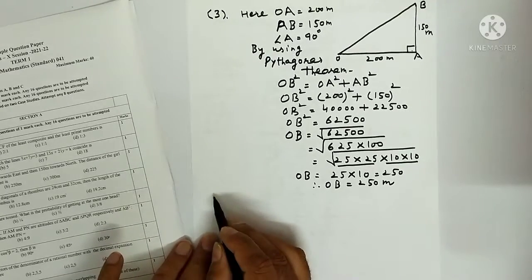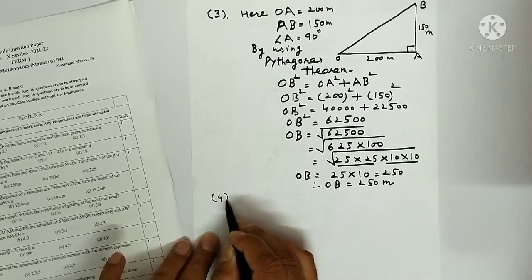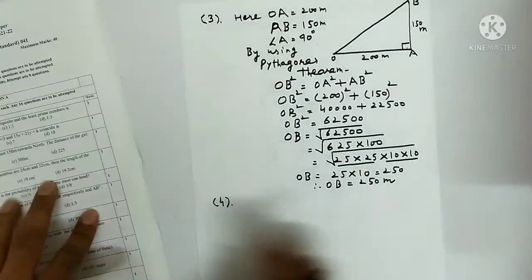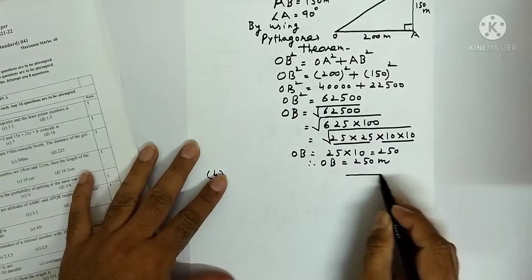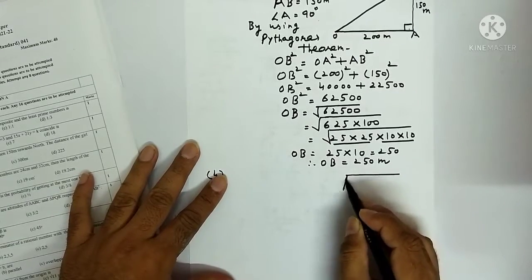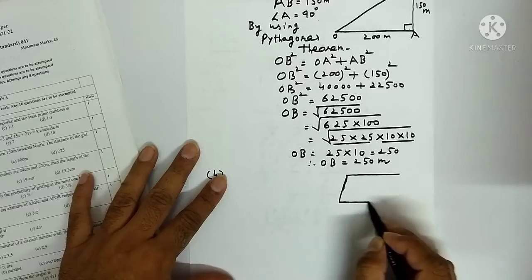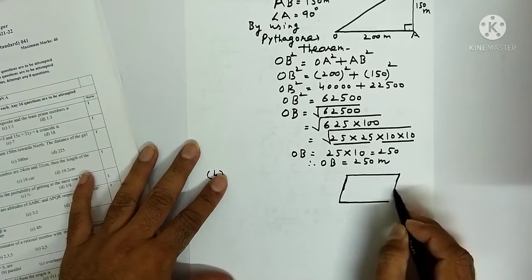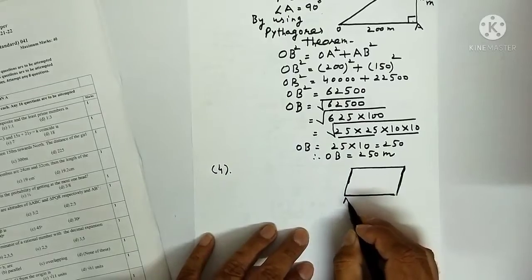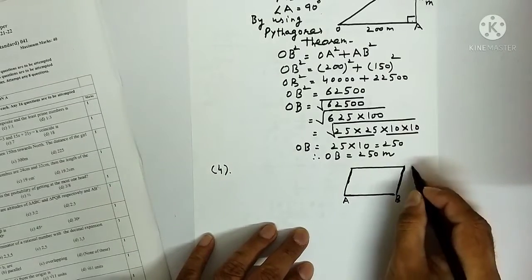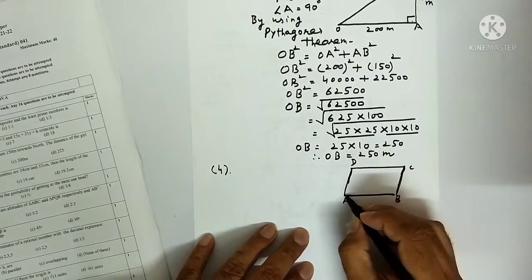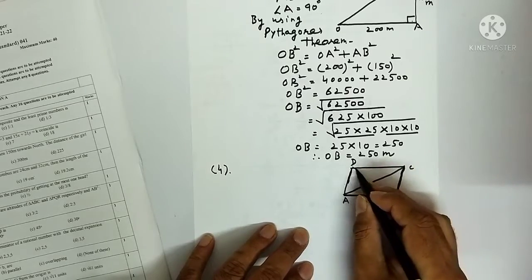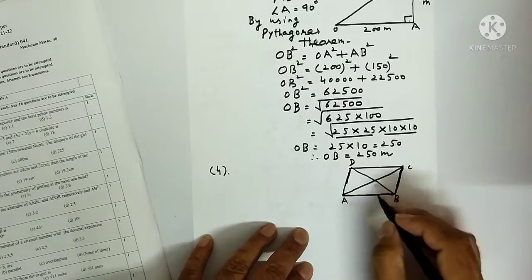The next question, fourth. The lengths of diagonals of a rhombus. You can see this is a rhombus. A rhombus is in fact a parallelogram, which means opposite sides are parallel and equal. ABCD. These are the diagonals of the rhombus, AC and BD.